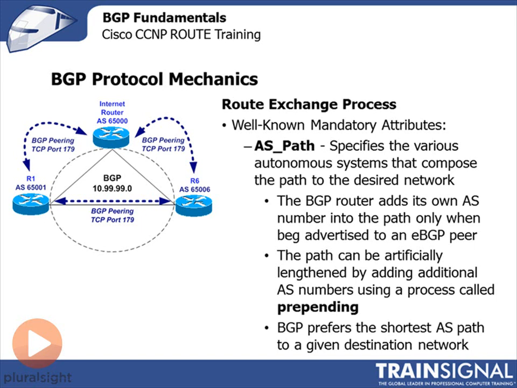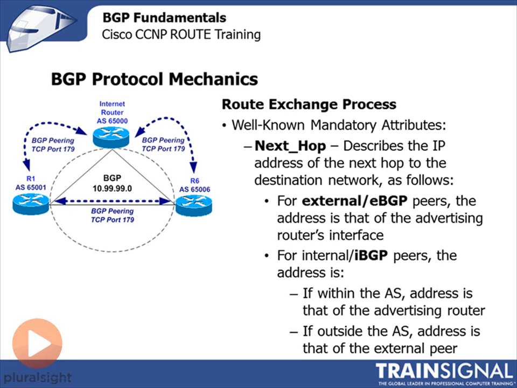Now, there is a situation in which you can artificially lengthen the path. For instance, if you wanted all the traffic for router 6 to come through the internet router, you could do what's called prepending. It artificially lengthens the path. So you could just prepend a couple of extra numbers, and then suddenly the path through the internet router seems much more preferable because it's shorter than the one coming from router 6 to router 1 directly. The rule of thumb with BGP path selection using AS path is the shorter AS path is always going to be preferred.